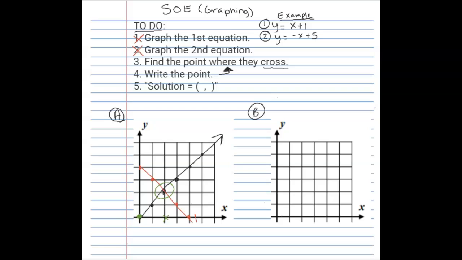So what we need to do is find the point where they cross. Well, that part's okay. I already circled that part. And then what I need to do is figure out where that point is. So if I start at the origin right here, I'm going to go right 1, 2, and I'm going to go up 1, 2. So step 3 was here, step 4 was here, and then step 5, I need to write down solution equals blank. And that's it.